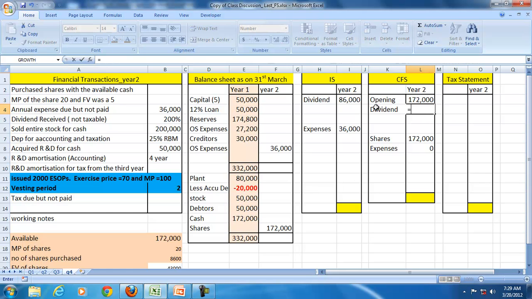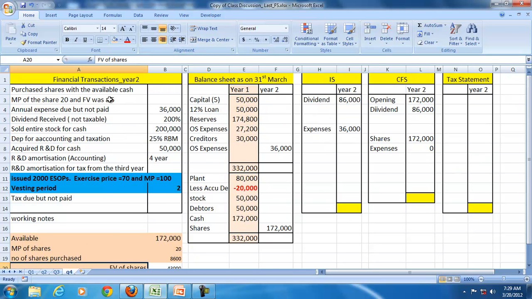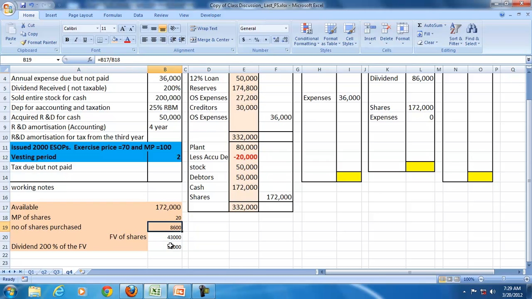So let me recap that. The dividend 200%, if nothing specifically mentioned, is calculated on the face value of the share, and the face value of the share is given as 5. The number of shares are 8,600. So the capital of the company which they purchase is 43,000, and so the dividend received is 200% of that.